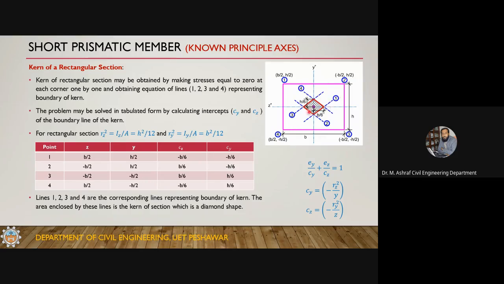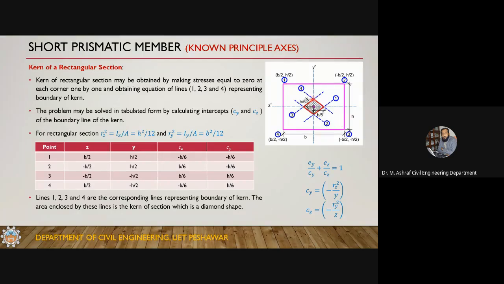For this point number 1, if you place the load here, here, anywhere on this line, the stress at 1 will be equal to 0. And if you place the load on this side of the line, then the stress at 1 will be tension.